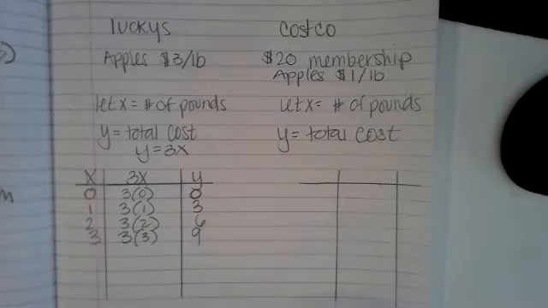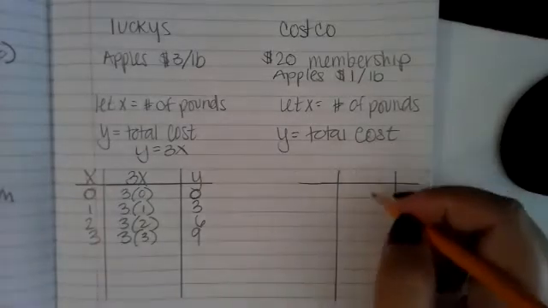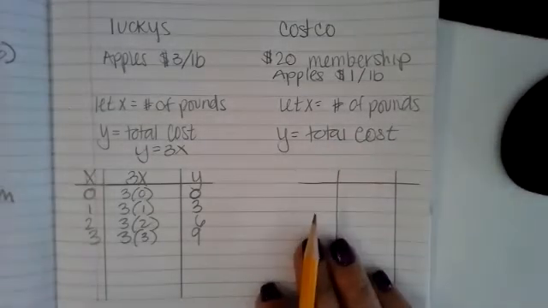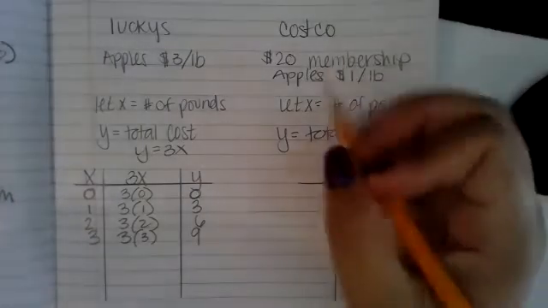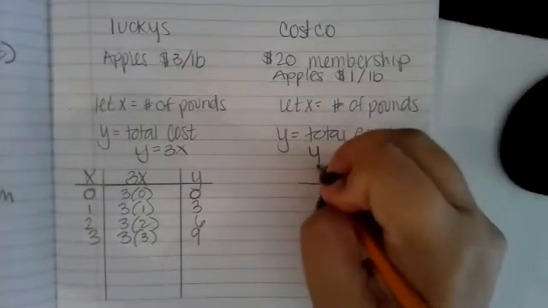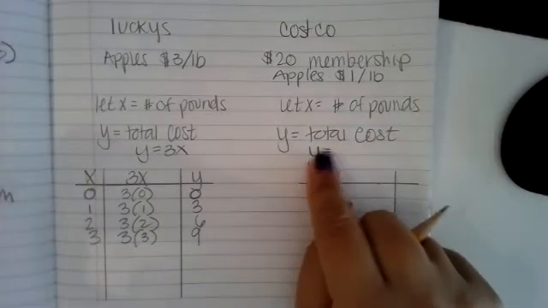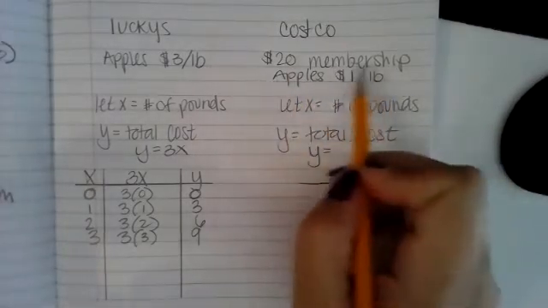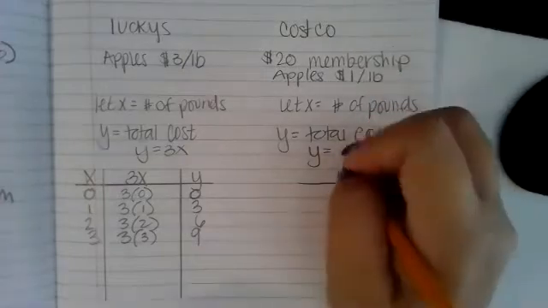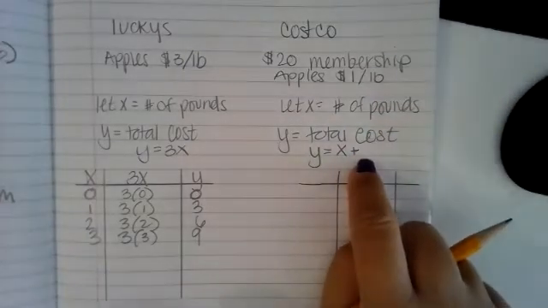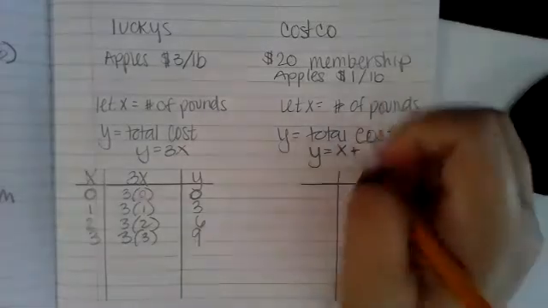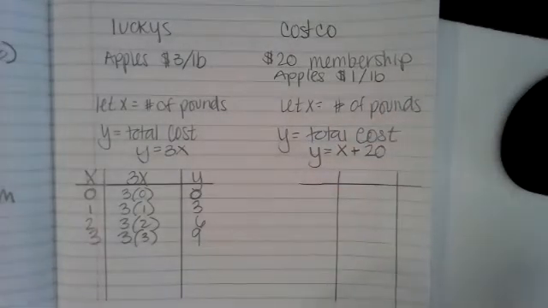Okay, something that's going to look like that. Then what we're going to do is come up with some values for Costco. But before I do that, I need to write my linear equation. So my linear equation here is y equals, because the total cost is equal to the rate, which is 1 per pound. So that's x, plus the fee, which is my constant, my one-time fee, which is $20.